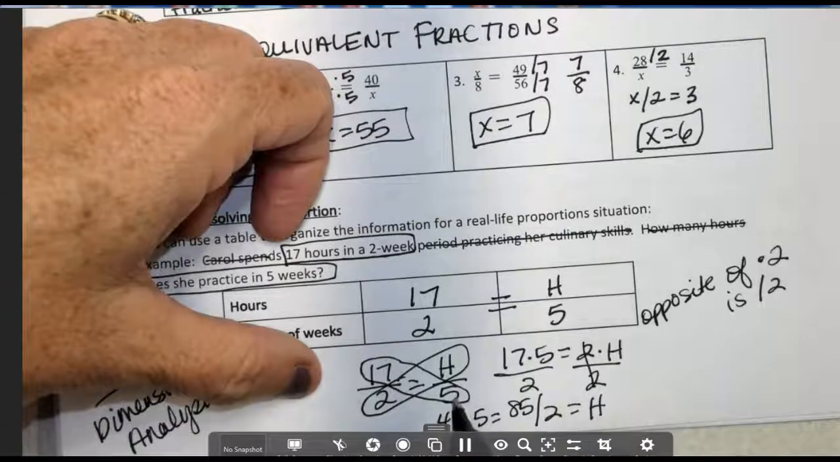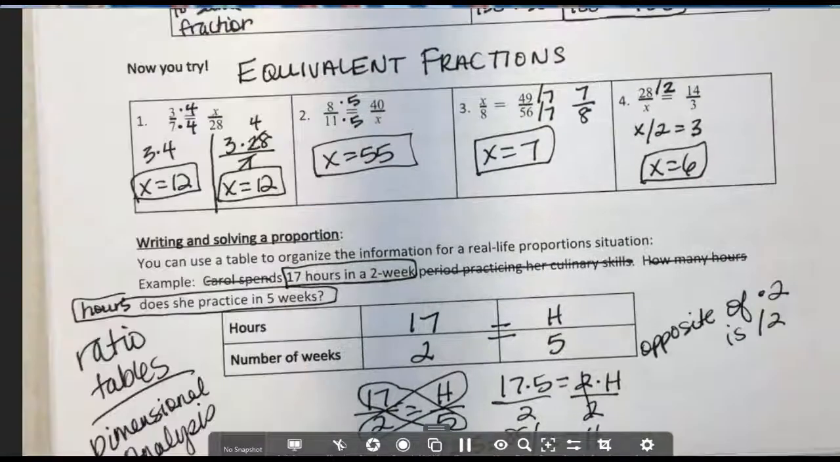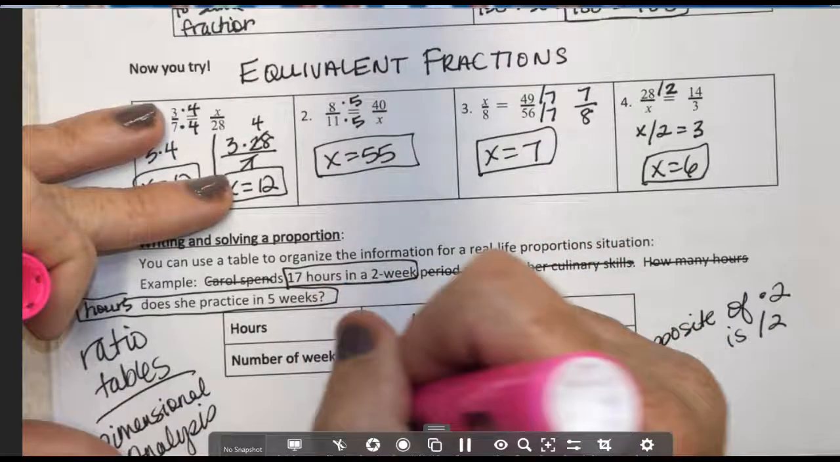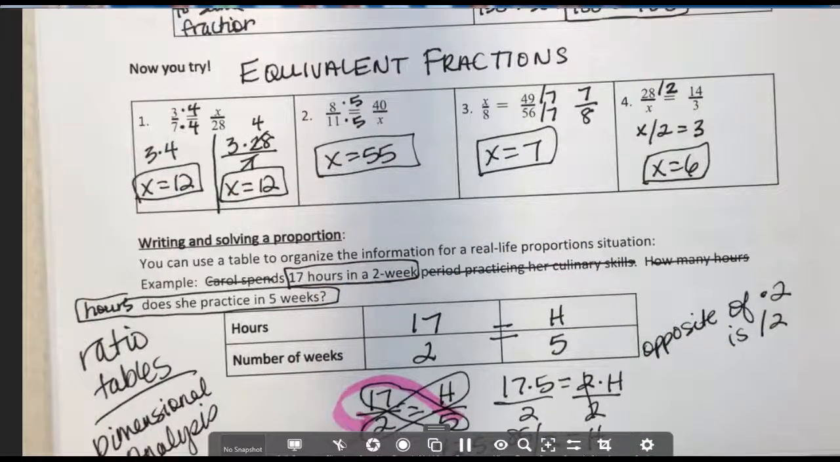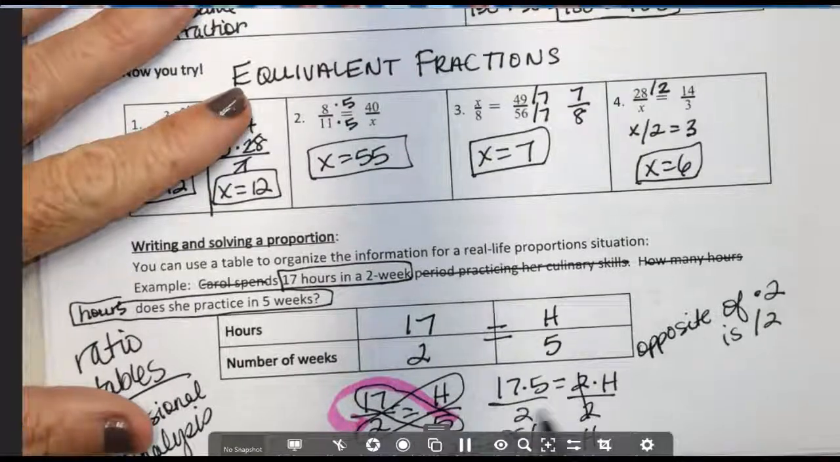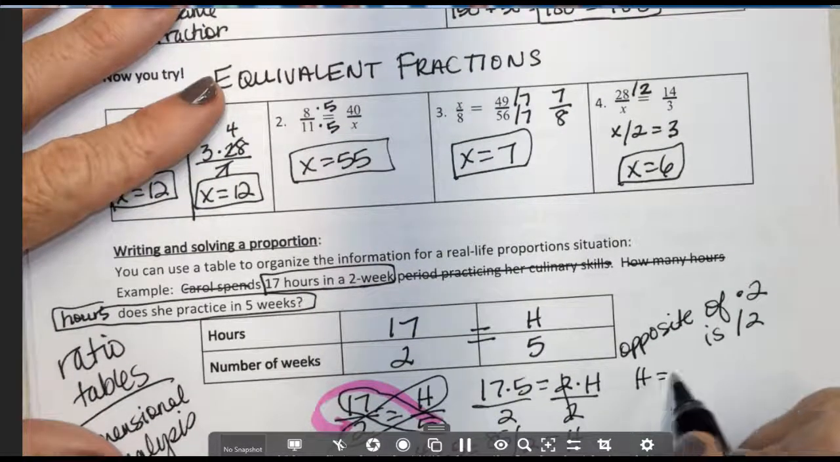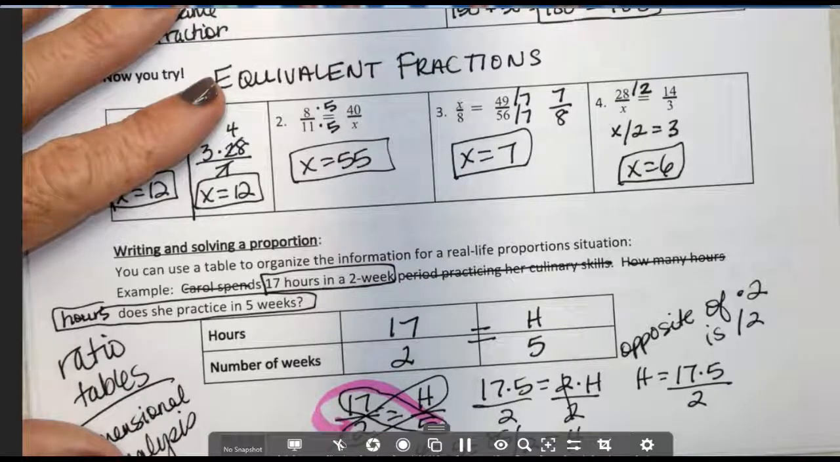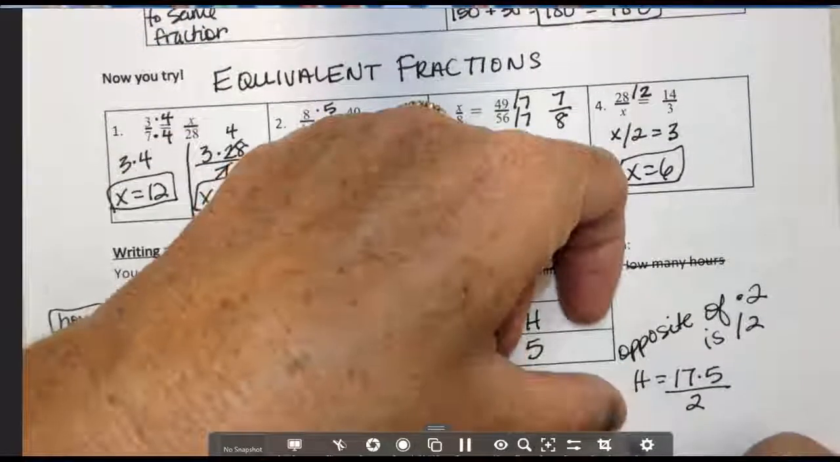The other way is to do the kind of hook thing where you multiply the pair that you have and divide the one you don't have, which is essentially what you ended up with right here, right? So you had H equals 17 times 5 divided by 2. And that is 85 divided by 2, which is 42.5.